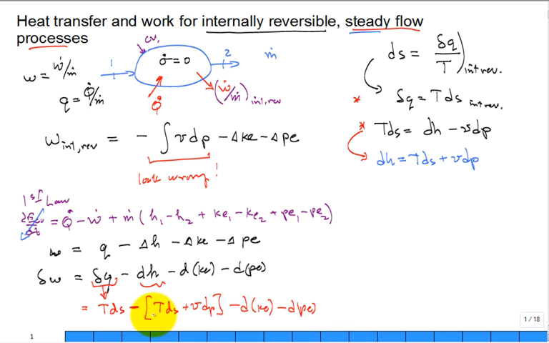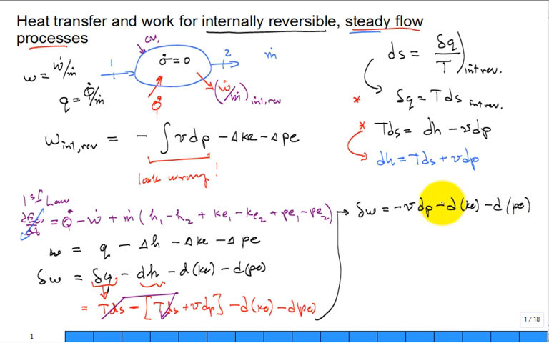So which two terms cancel? Those two terms cancel. And we're left with basically the form we wanted to get to. The small amount of work transfer per unit amount of mass transfer is equal to minus VdP minus the change in the kinetic energy minus the small change in potential energy. If I want to move it back to a finite change, just go ahead and do the integration.